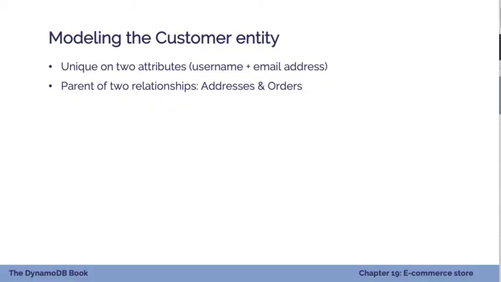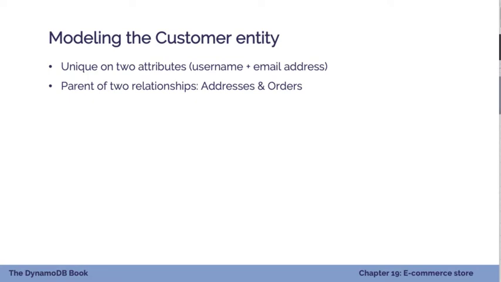So let's start there. Again, two big things we need to think about with that customer entity. Number one, it's unique on two different attributes, the username and the email address, as we've discussed. And then second, it's the parent of two different relationships, addresses and orders. So we're probably going to be having to use that composite primary key to handle some of those patterns. So first of all, let's think about that uniqueness requirement, and this is how we're going to handle it. When you have a uniqueness requirement, you basically need to have an item that's solely dedicated to that uniqueness requirement.